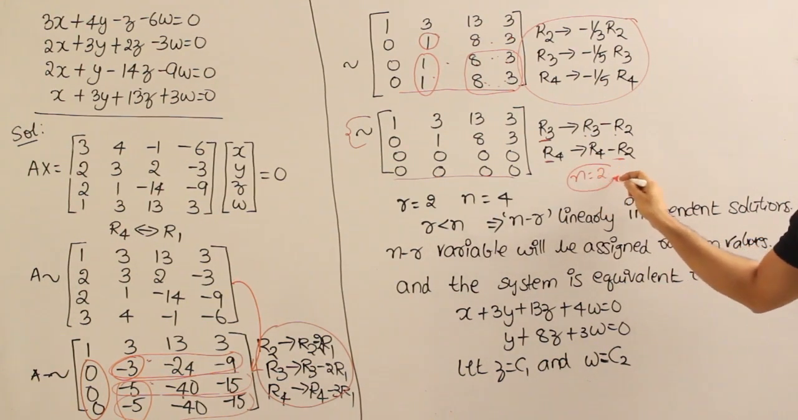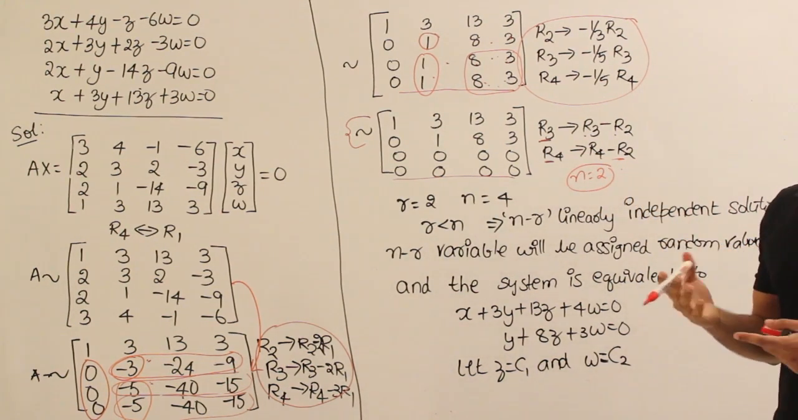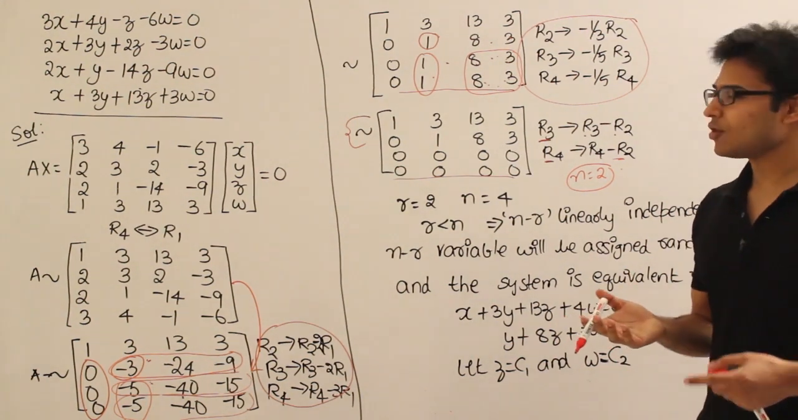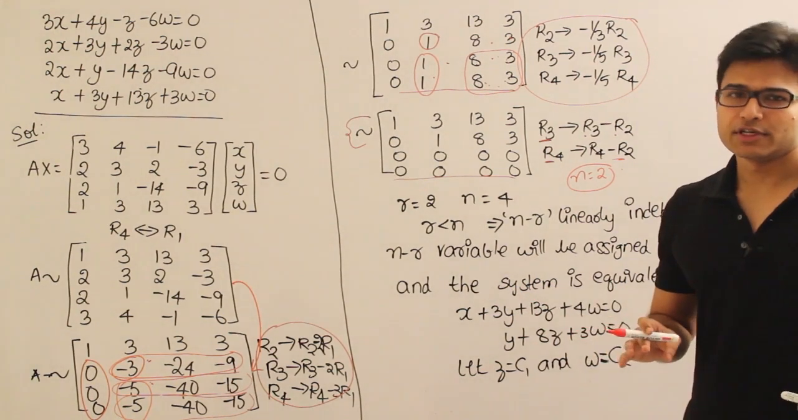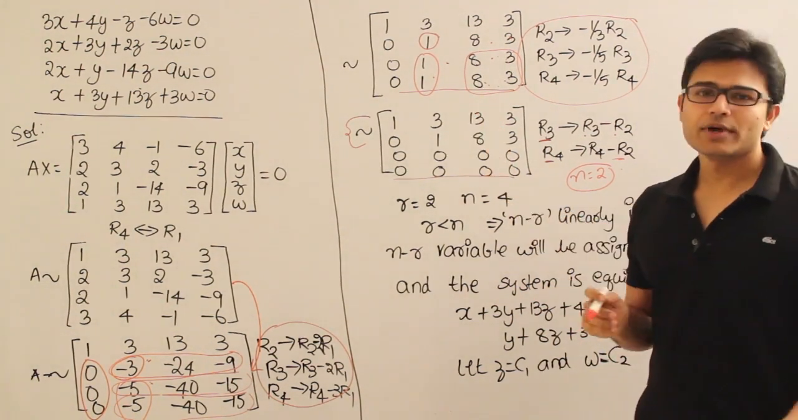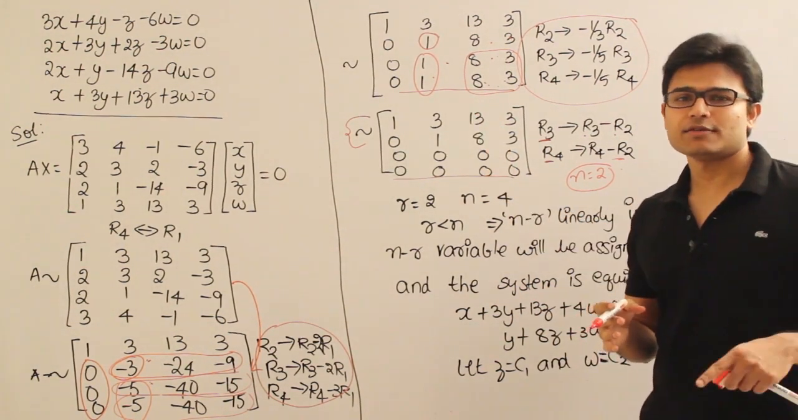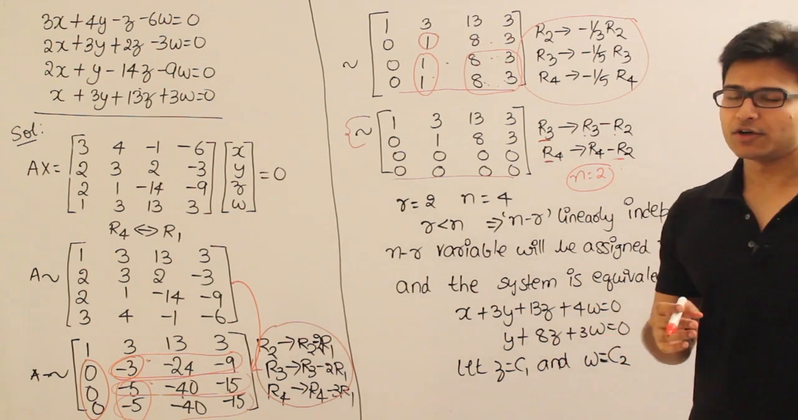If you are not able to know when to stop, or when we have got the echelon form, whenever you get a row as 0, you just stop there and observe it. See if you can find any 2 by 2 or 3 by 3 square submatrix whose determinant is not equal to 0.